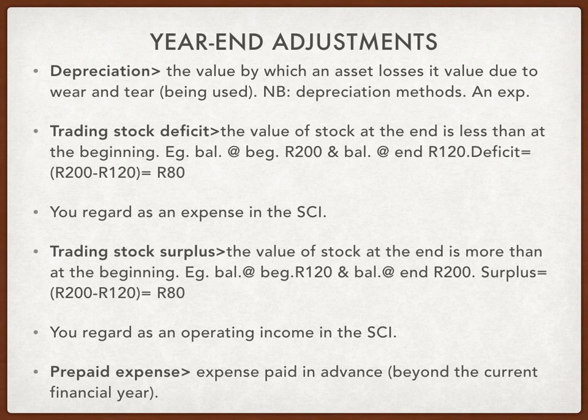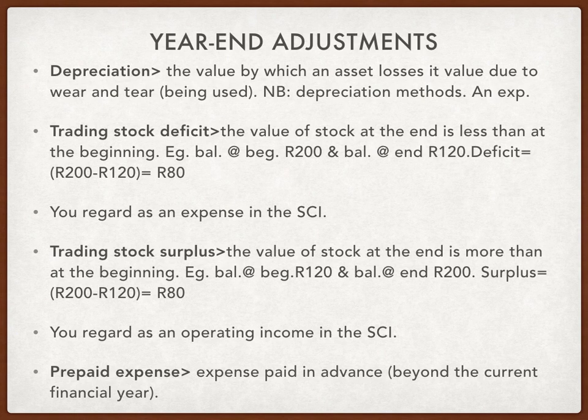Trading stock surplus is when the value of stock at the end is more than at the beginning. So to get your trading stock surplus, you will subtract the opening balance from the closing balance. You will then take that answer to your operating income in the statement of comprehensive income. We move to prepaid expenses. What do we mean by prepaid? You paid before you were expected to.